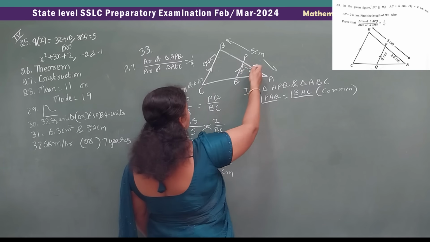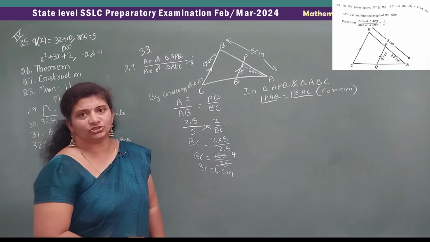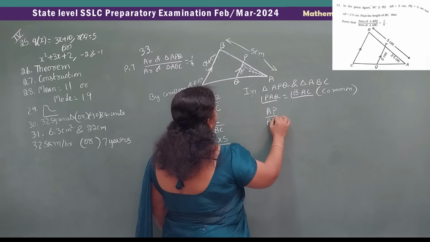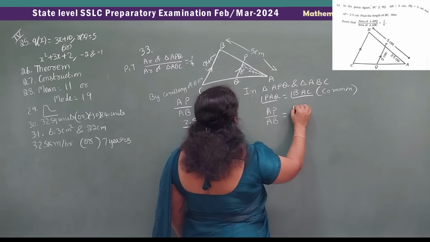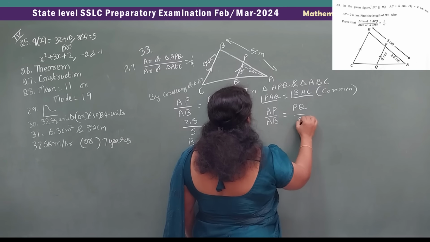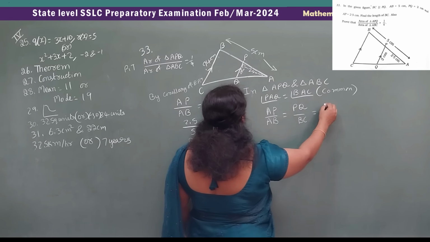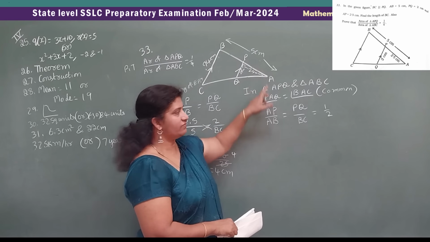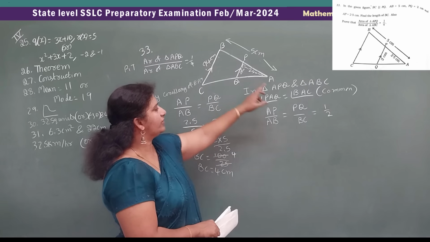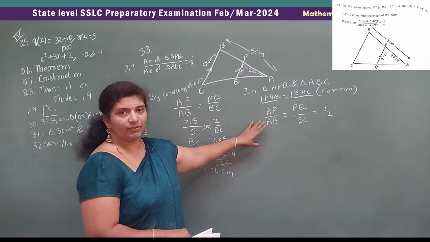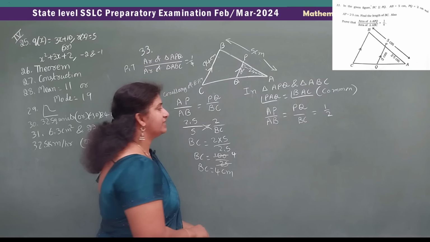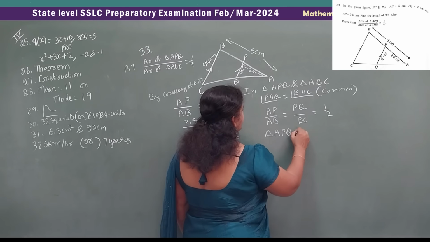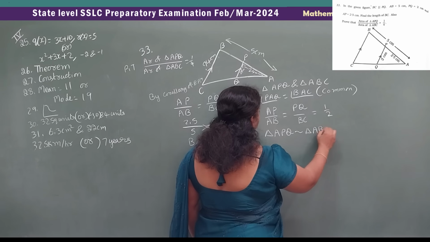And next you can see here the ratios are in proportion. What is that? AP by AB is equal to PQ by BC. That is equal to what? 1 by 2. How you can say 2.5 by 5 is 1 by 2. PQ 2 by 4 is 1 by 2. Ratios are in proportion. Therefore, what I can say, the two triangles are similar. Triangle APQ is similar to triangle ABC.